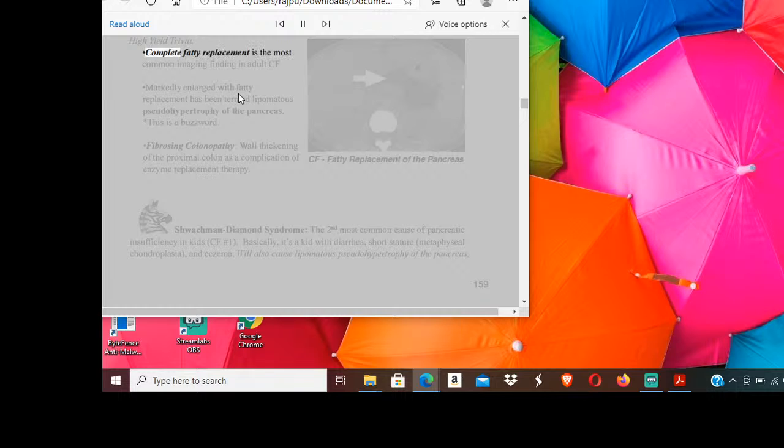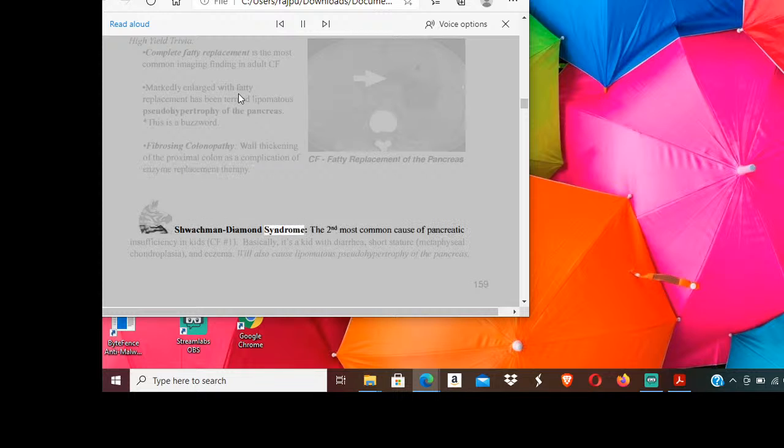High-yield trivia: complete fatty replacement is the most common imaging finding in adult CF. Markedly enlarged with fatty replacement has been termed lipomatous pseudohypertrophy of the pancreas. Asterisk: this is a buzzword. Fibrosing colonopathy, wall thickening of the proximal colon, as a complication of CF fatty replacement of the pancreas, enzyme replacement therapy.